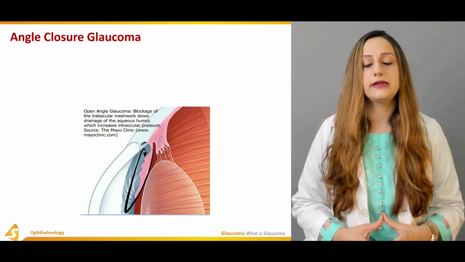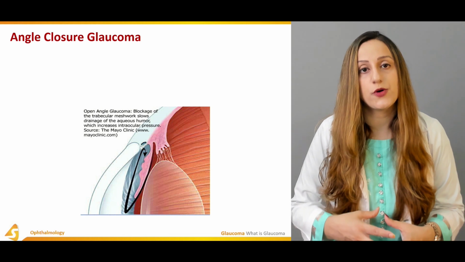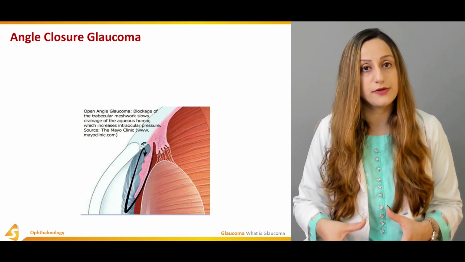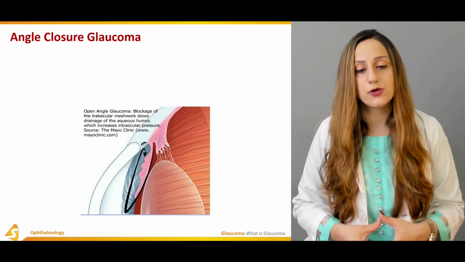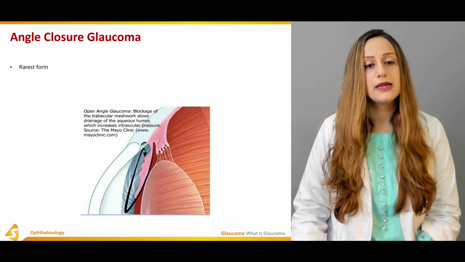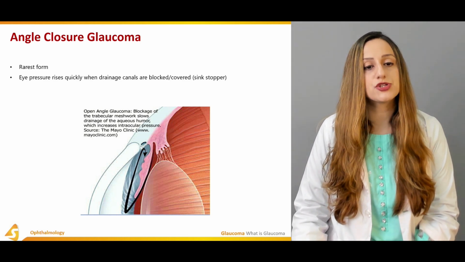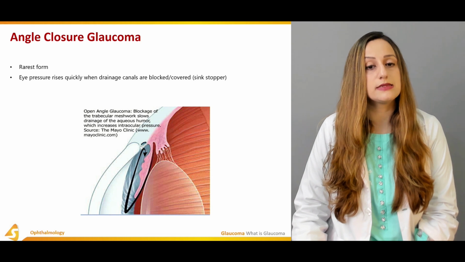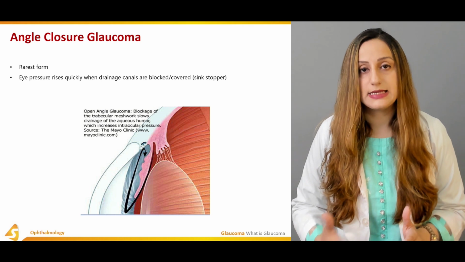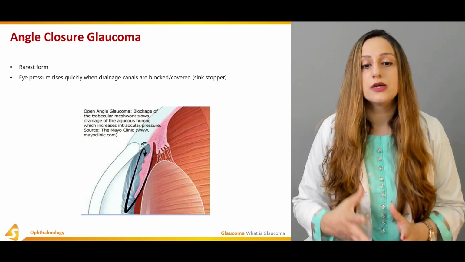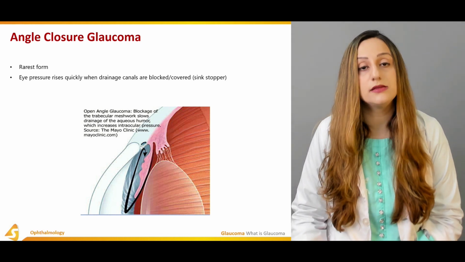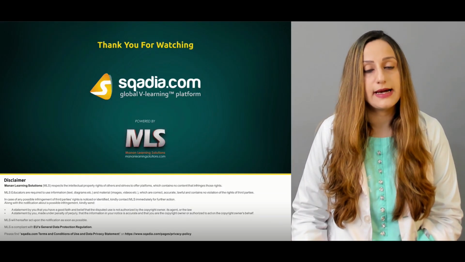And on the other hand, when we differentiate it from angle closure glaucoma, there is a blockage of the drainage that slows the flow of the aqueous humor, which increases the intraocular pressure in this condition. It is the rarest form. The eye pressure rises quickly when the drainage canals are blocked or covered, just as you can visualize a sink stopper. So it's a complete blockage that is usually visualized in the angle closure glaucoma type.